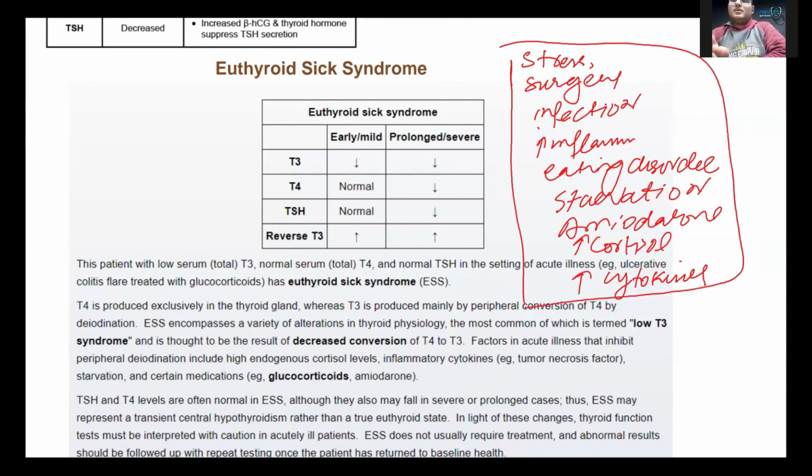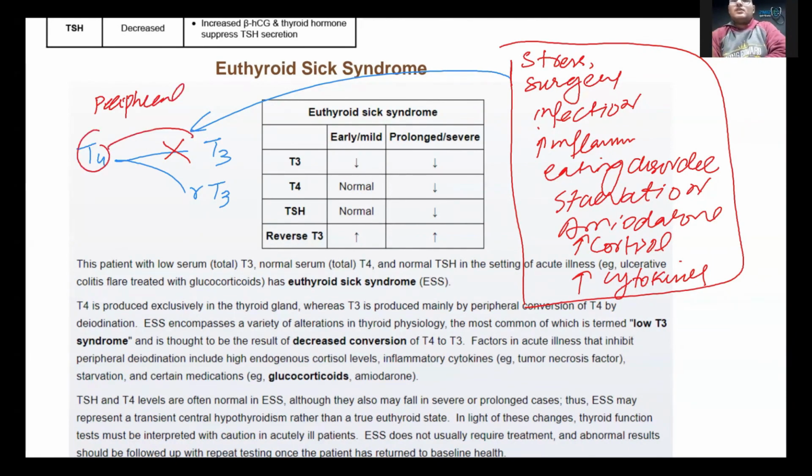So what is the basic concept here? The basic concept is that all these conditions inhibit the conversion of T4 into T3. Super high yield, important concept. The reason is that T4 goes to T3 and reverse T3; I have told you these are the two pathways, but here the peripheral conversion is inhibited. T4 is not converted into T3. Now, when there is no conversion of T4 to T3 in peripheral tissue, what will happen? All the T4 will be converted into reverse T3, and increased production of reverse T3 happens.